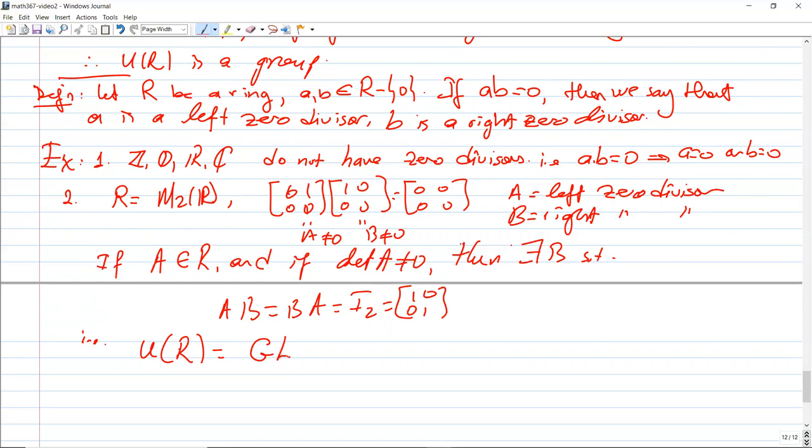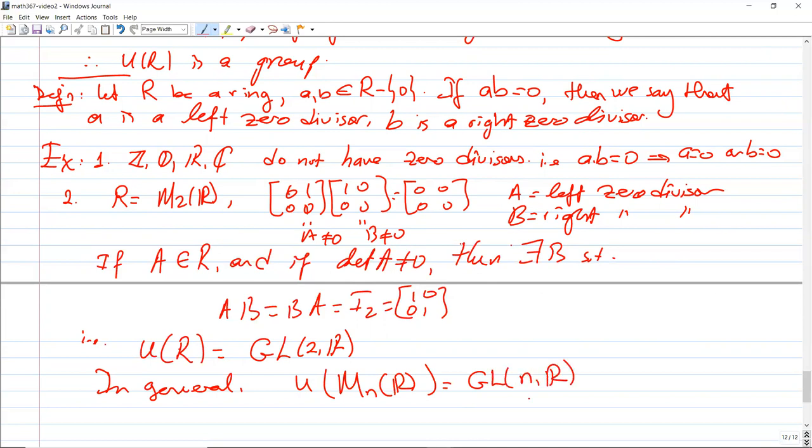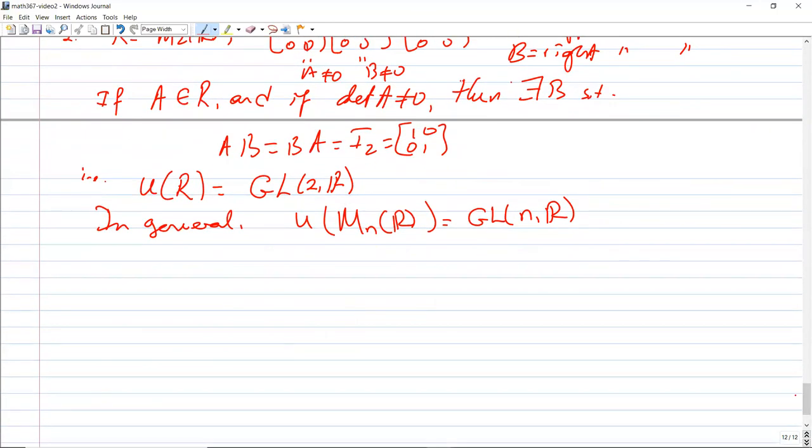Namely, it has a special name. It is GL2R. So it's not special to 2x2. In general, if you have an n by n matrix over real numbers or complex numbers, it doesn't matter, let's take real numbers, its units are the matrices of non-zero determinant. So namely, it is the group GLnR. Okay. Next.